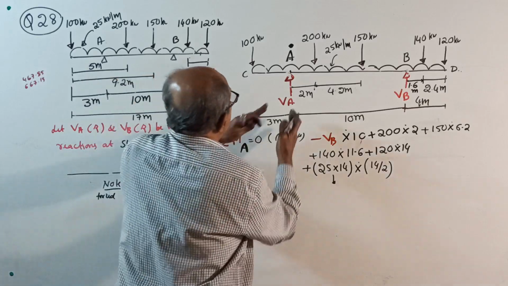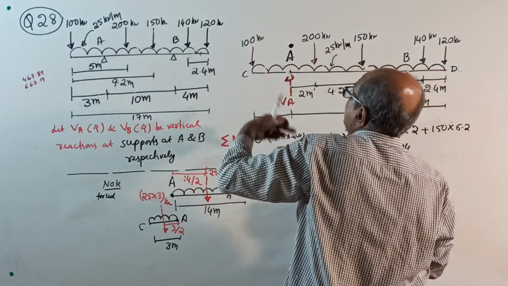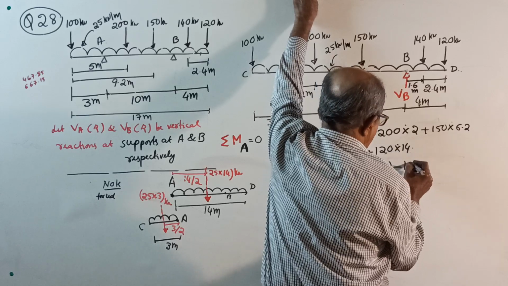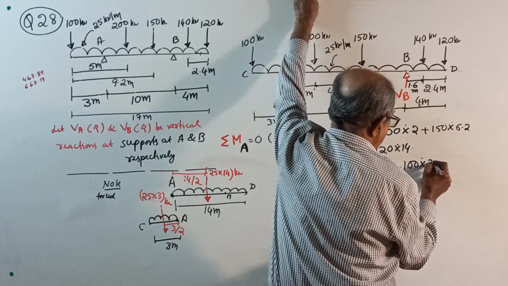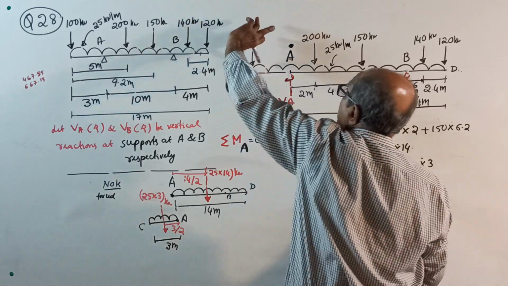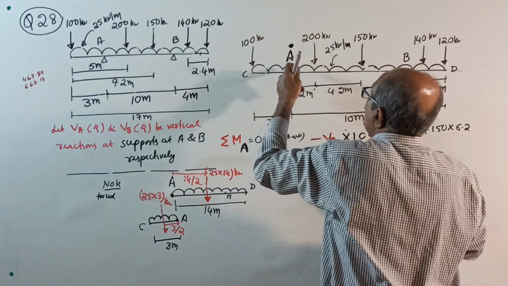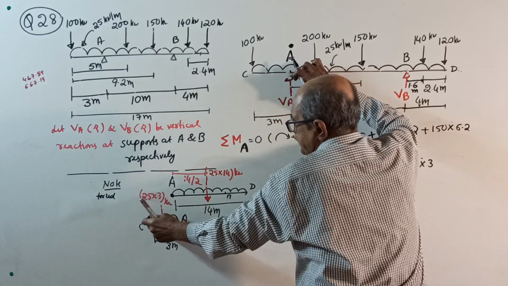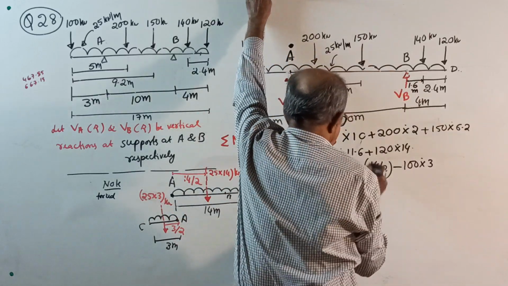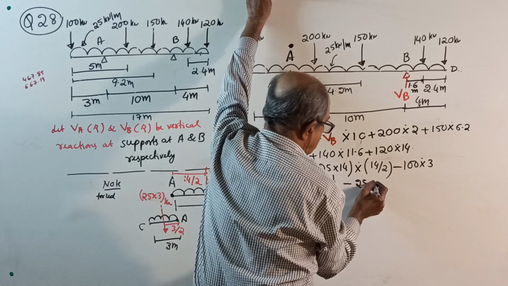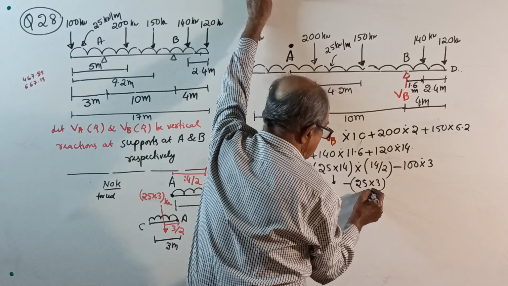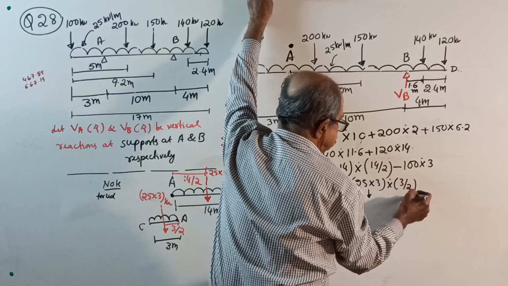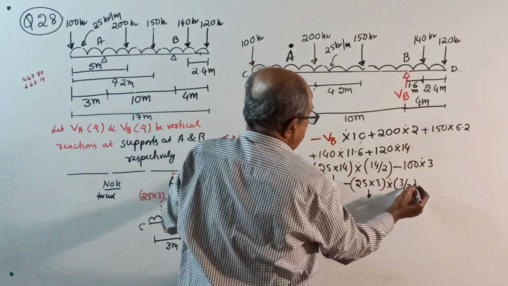Then come this side, minus 100 into 3, minus 100 kilonewton into 3. Again minus UDL, 25 kN per meter for 3 meter, see here, 3 meter, into 3 by 2, anti-clockwise. So minus 25 into 3 is the total load into 3 by 2. All over, yes, equal to 0.